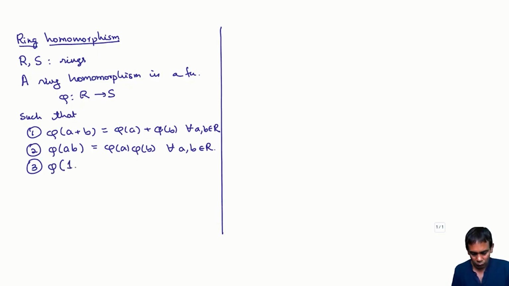Phi of 1_R, by this I mean the unit element of R, is taken to the unit element of S. And this is not automatic. For example, if you take R and S to be any rings, and you take phi of x to be 0 for all x in R, then this will satisfy 1 and 2, but it will not satisfy 3.